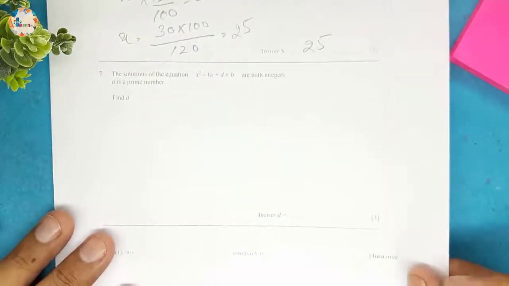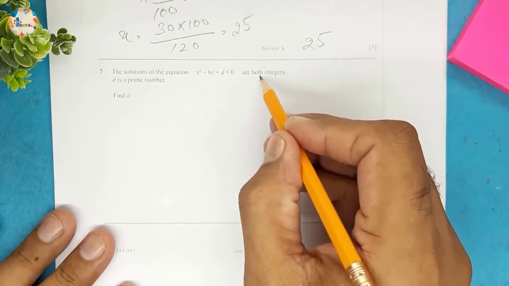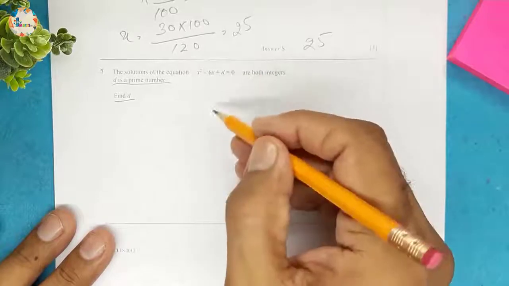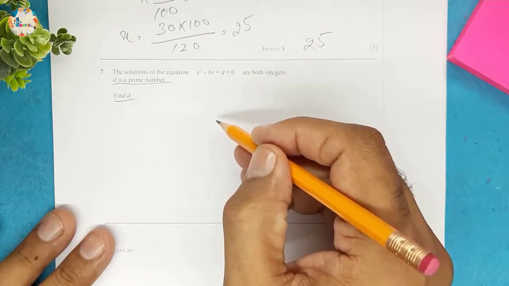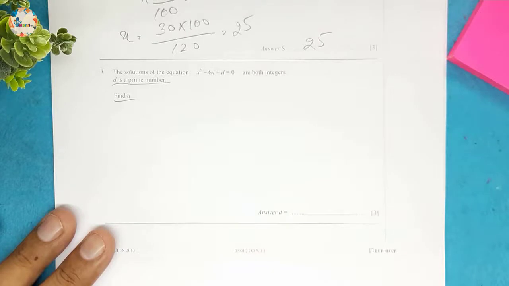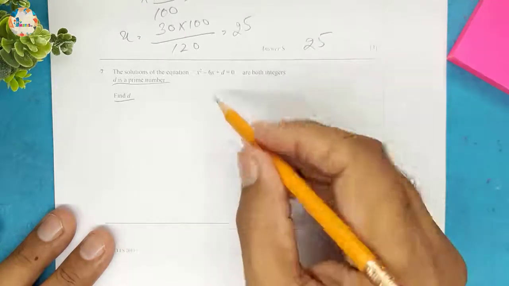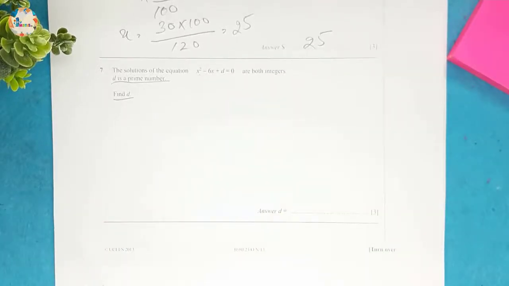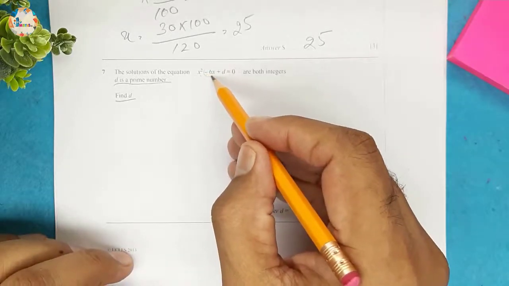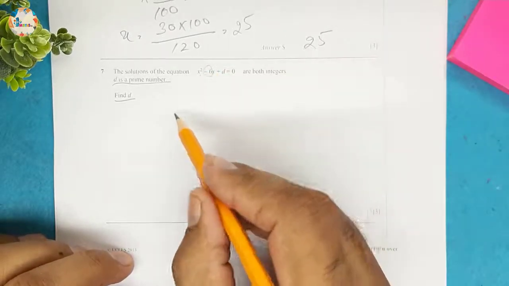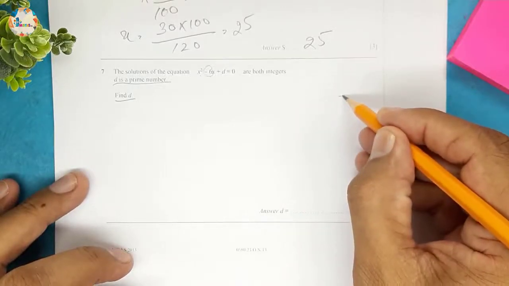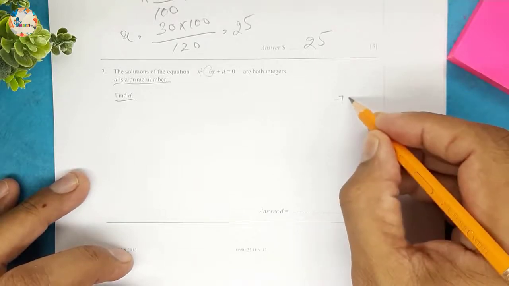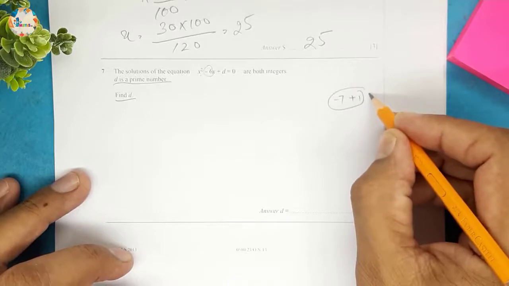Now question number 7, the solution of the equation. These are both integers. D is a prime number. Find the D value. So we can solve this basically. X squared minus 6x plus D is equal to 0. So we'll be doing factorization, and this minus 6 will help us. So we can make a pair, for example minus 7 and plus 1 will result in minus 6.